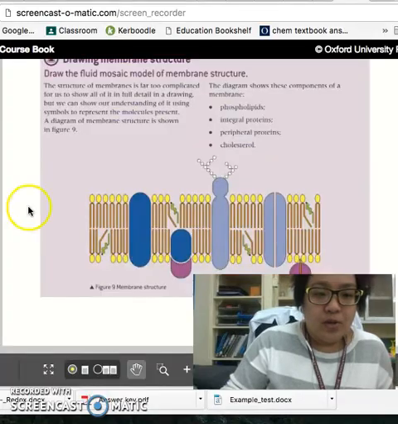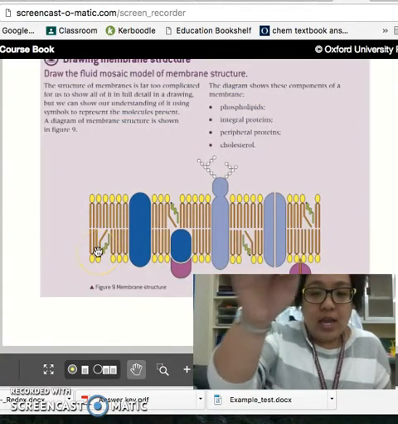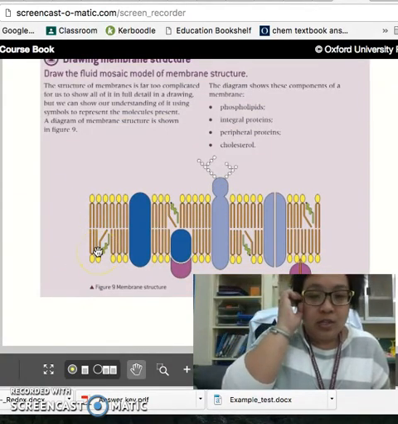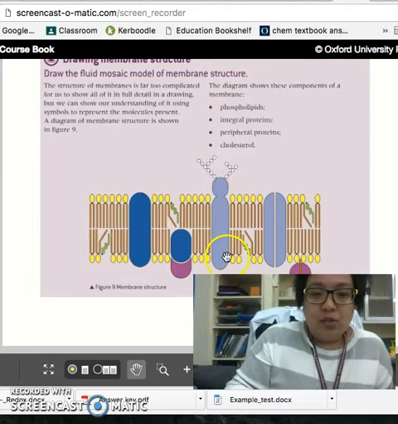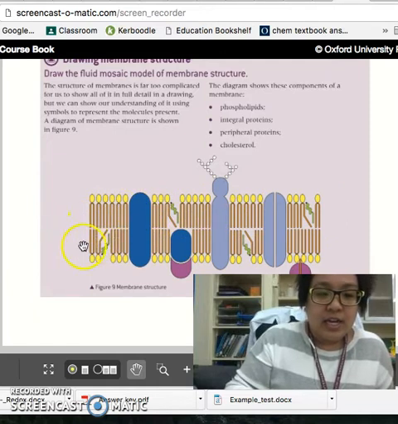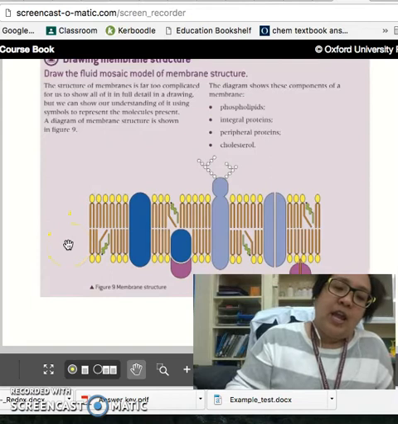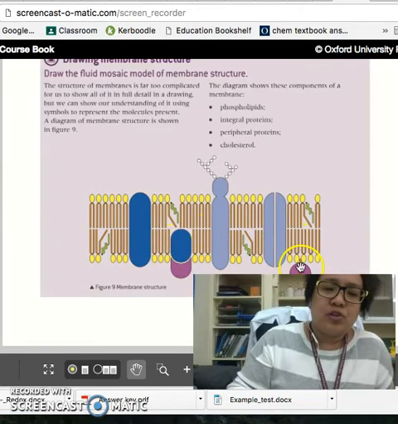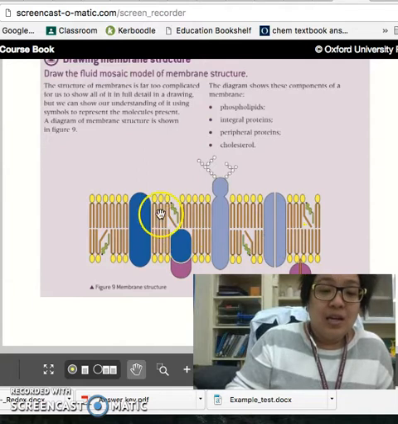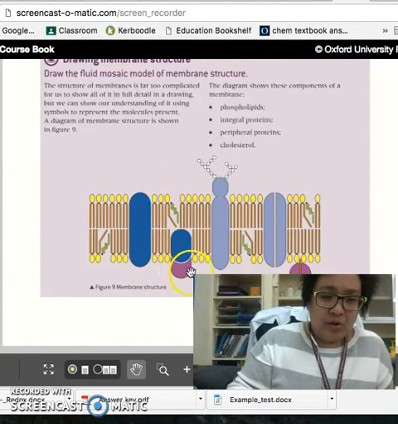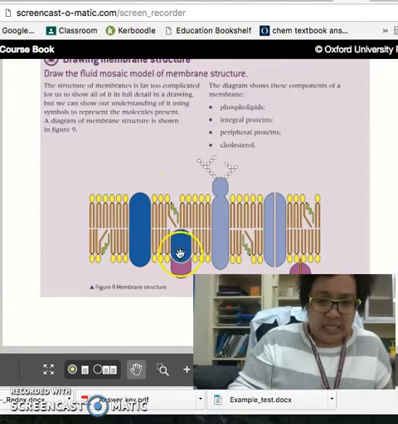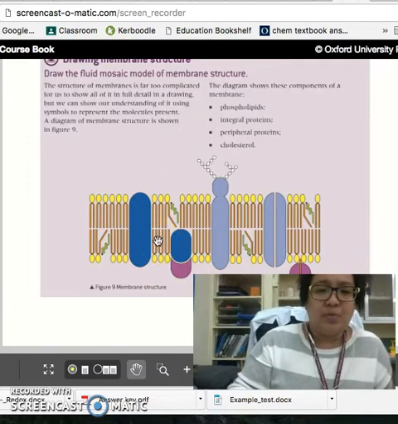Now, this whole structure of the membrane was proposed by Singer-Nicolson, and they proposed that the membrane is made up of two layers of phospholipid. So you have this layer, then the second layer of phospholipid, and you have different sizes and different structures of proteins embedded across the membrane or to the side of the membrane. And this is the accepted model of the plasma membrane.